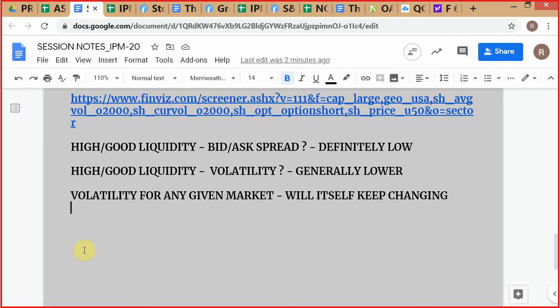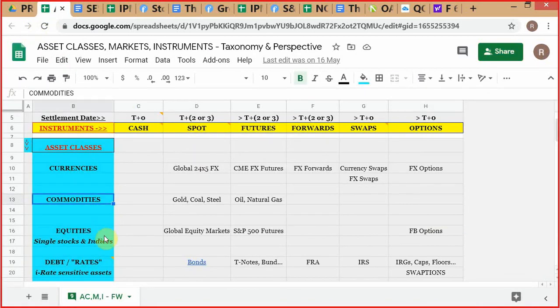No, sir. I asked this about volatility because we want more volatility so that we can pocket more profits. But then if there is high liquidity, I got the answer that volatility is different. Yes, volatility itself can change. Generally you will find that commodities and equities have the highest volatility. Government debt historically has very low volatility, generally the lowest of all the asset classes.